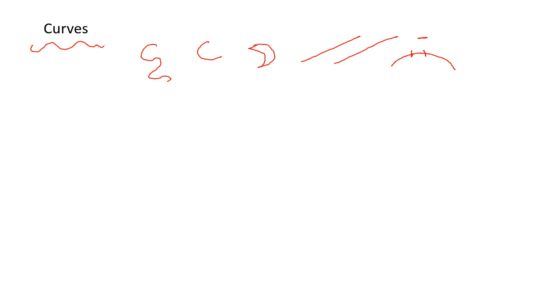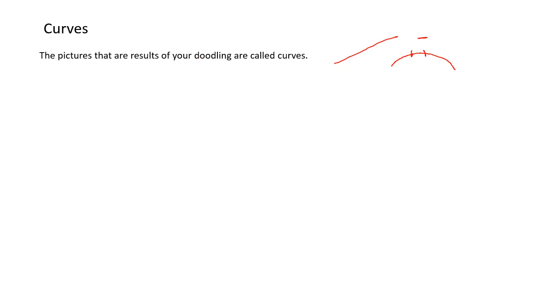Okay, so what are curves actually? Curves are the pictures as a result of doodlings. The pictures as a result of doodlings are called curves. You know that any doodling means just drawing something. So any doodling gives you a curve. It can even be a straight line.